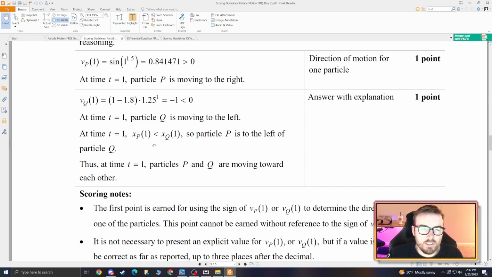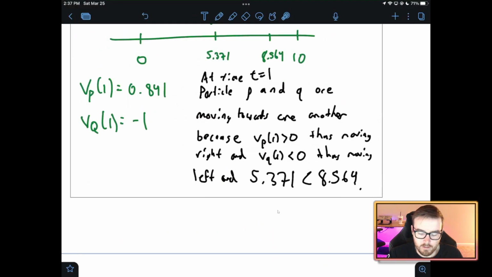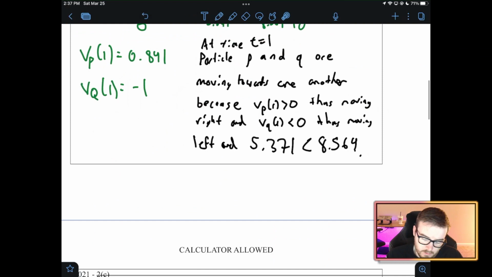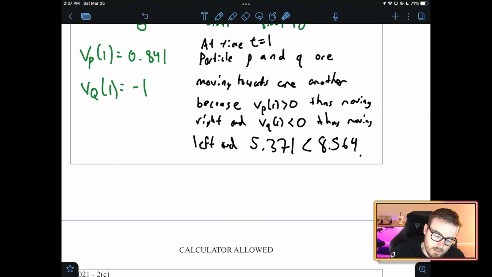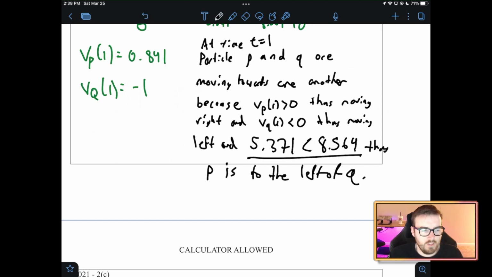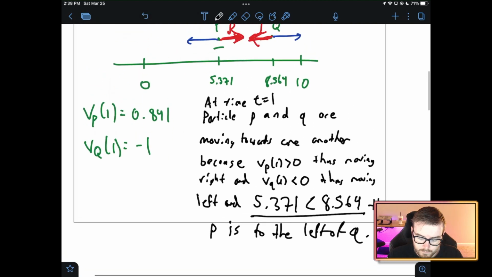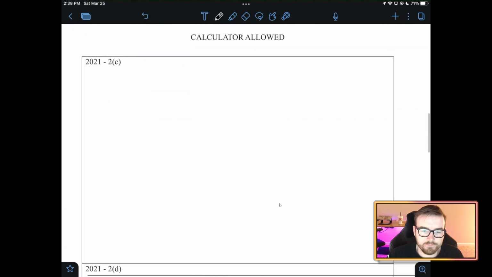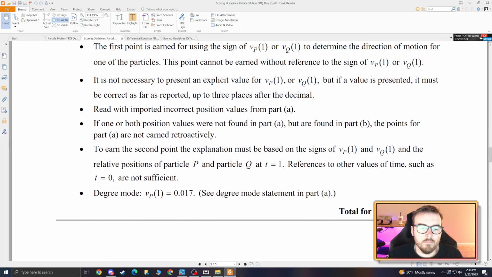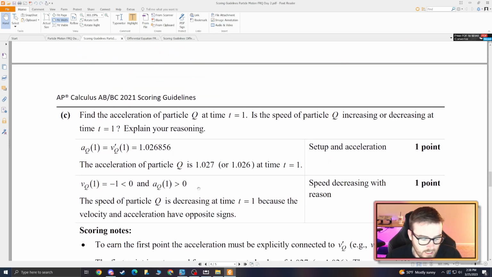You know, I am noticing their notation here. I said the numbers. I think I would need to say, and thus P is to the left of Q. I think you would need to say that. Let's move on. I'll try to be more precise in the next one.